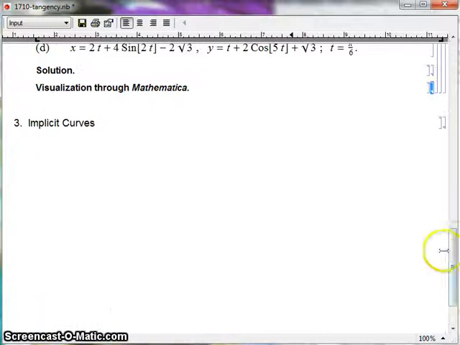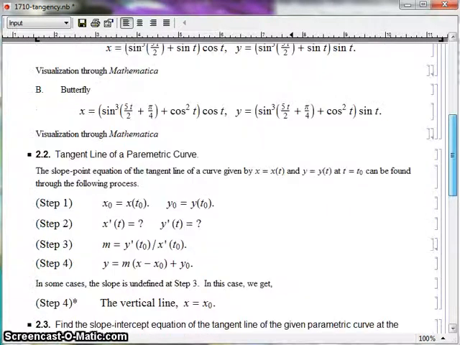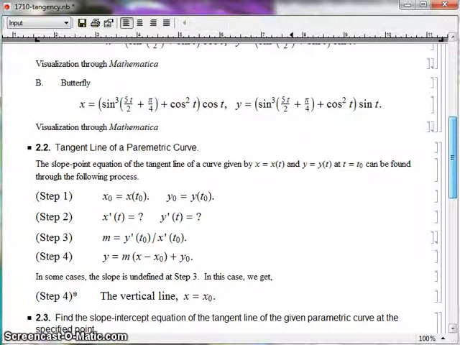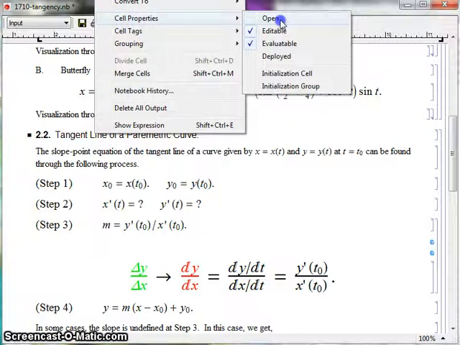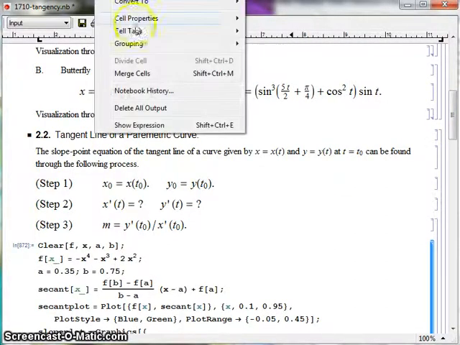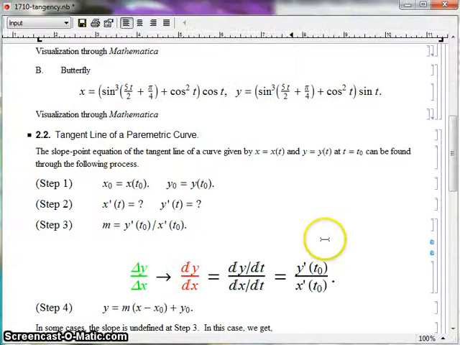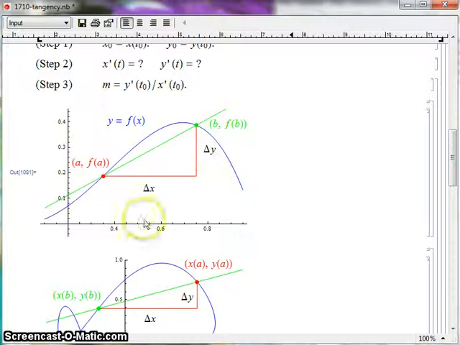Alright, let's finally talk about the theoretical background behind the slope formula. Here is the visualization through Mathematica. Excuse me, that was unnecessary. Here we go. This is the case for a graph of a function. y equals f of x is given. Here's a point of interest.